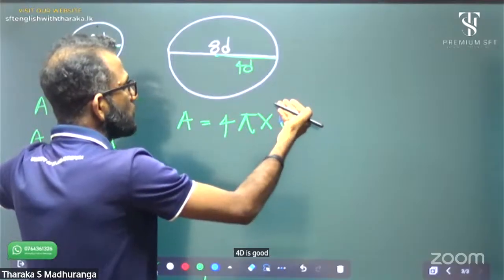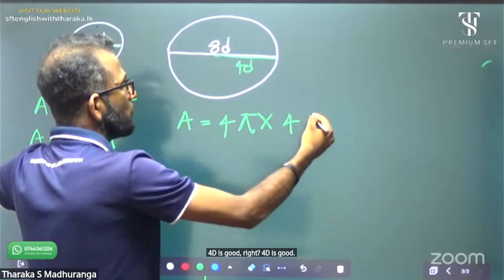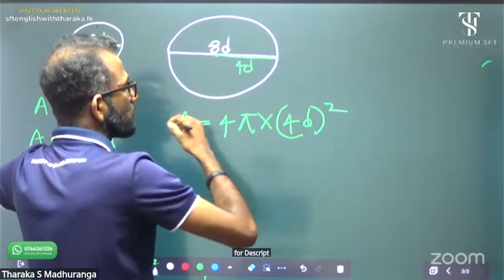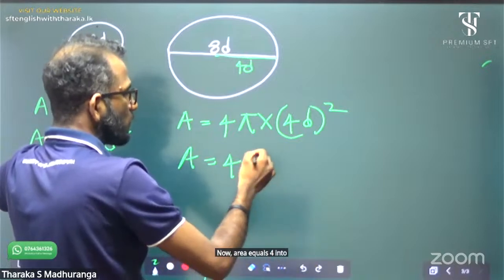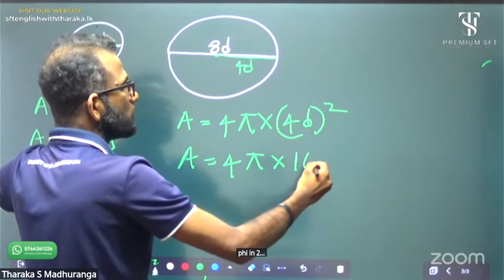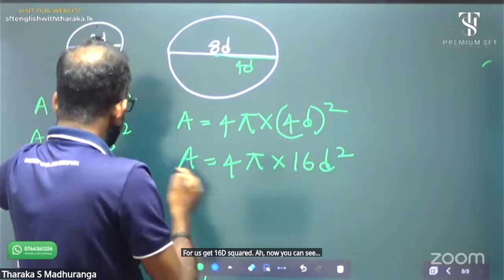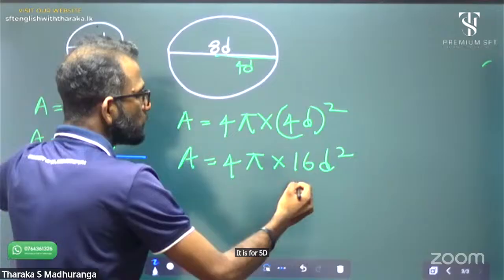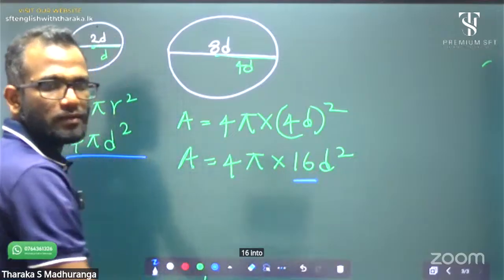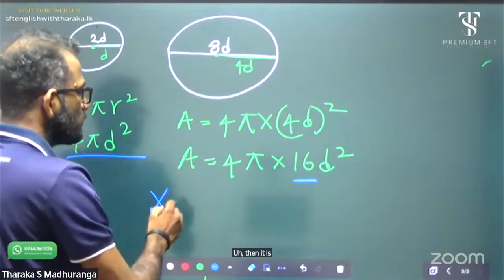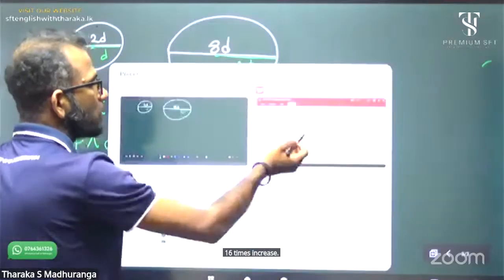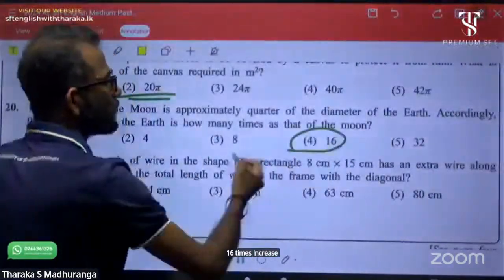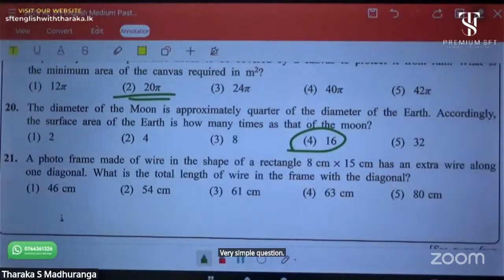Now for the earth, the area equals 4 pi r squared, which is 4 pi (4d) squared. 4 squared is 16, so the area is 16 times 4 pi d squared. Then it is a 16 times increase. Answer number 4. Very simple question.